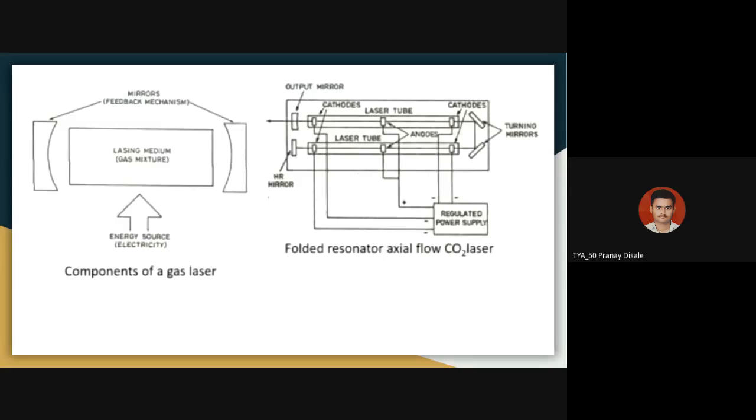That stimulated emission is our laser. Please remember: light amplification by stimulated emission of radiation.